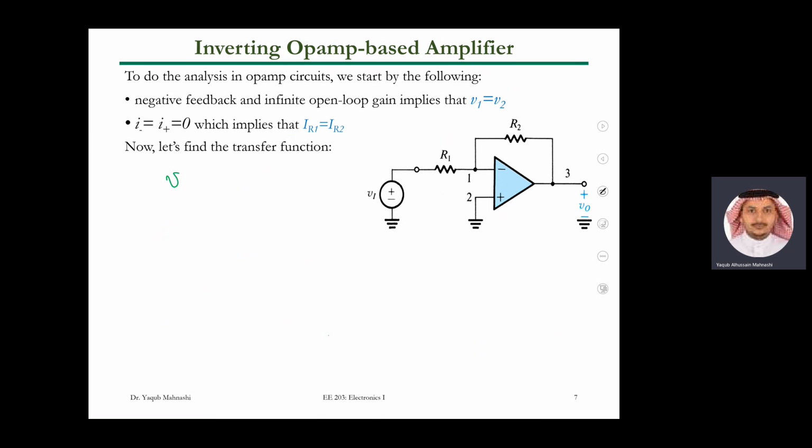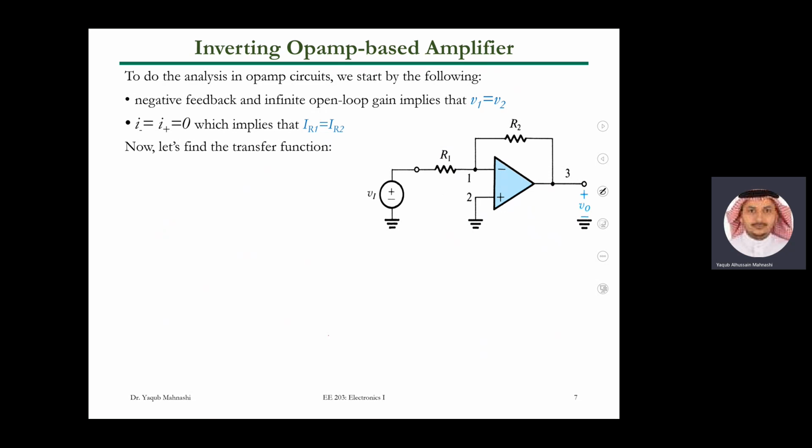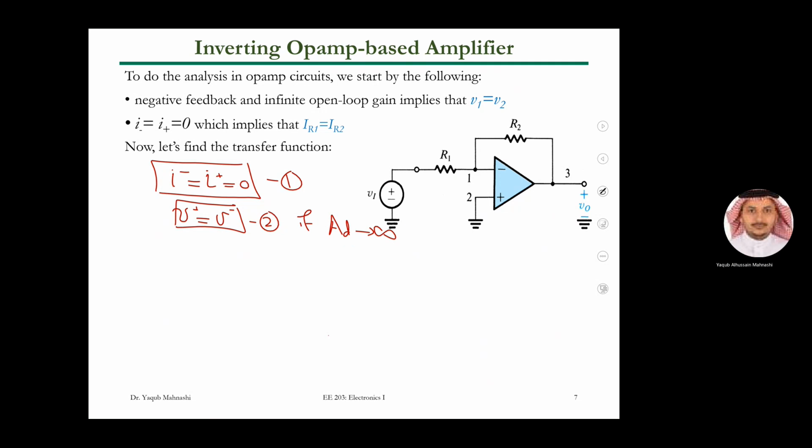Let me start with the currents. I like to start with the currents. So I positive equals I negative equals 0. Okay, so keep this in mind. And it doesn't harm if you just write it every time. That's fine. Just keep it in mind. And then also we know that V positive equals V negative, too, because the gain AD is infinite. Okay, you should have that assumption, and you need to know what you are doing.